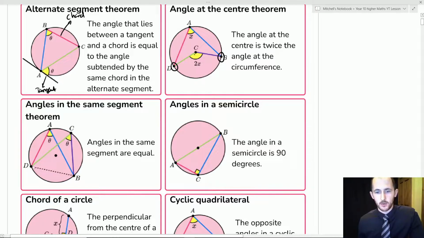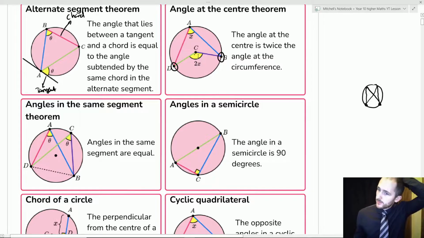Speaking of the angles in the same segment, this one looks a bit confusing, but all it's saying is if you take two points on a circle and create two angles from them, they will be the same. So if you were to create a circle here, and you take two points on the circle, and you make two angles from them, it doesn't matter where they are, they're always going to be equal. Again, just like in the previous one, if you take two points on a circle and create two angles from them, they're going to be the same. However, if one ends up at the centre, it's going to be twice as big. Okay, so hopefully that's okay so far.